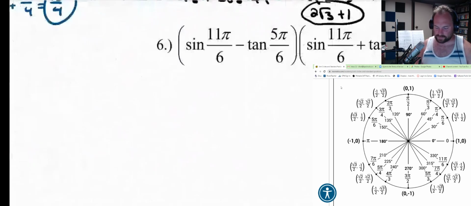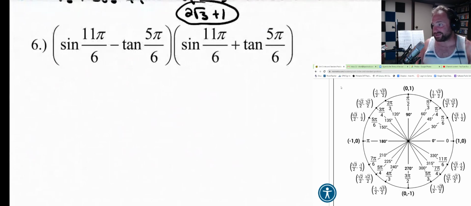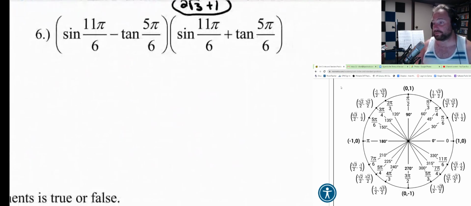Number 6. Okay, this is one that, again, depending on how deep you got into trig formulas last year, you might already recognize this one, but we're just going to play with it like we don't recognize that at all, because the next video is all about trig identities. So let's just go ahead and plug these in.